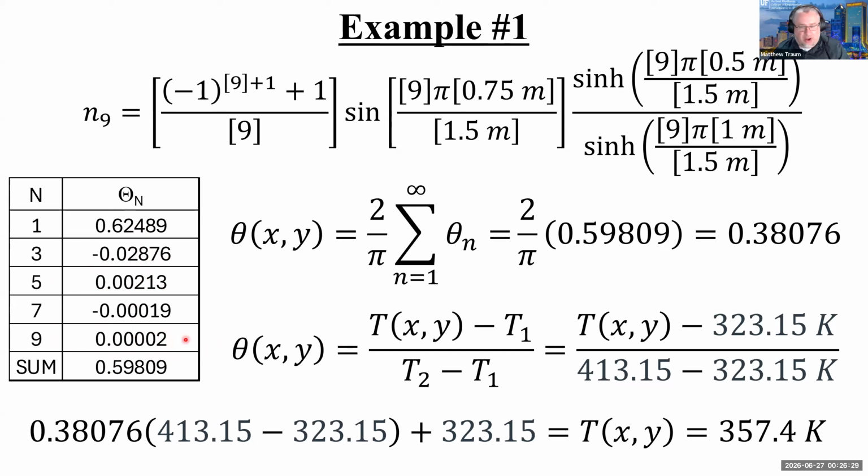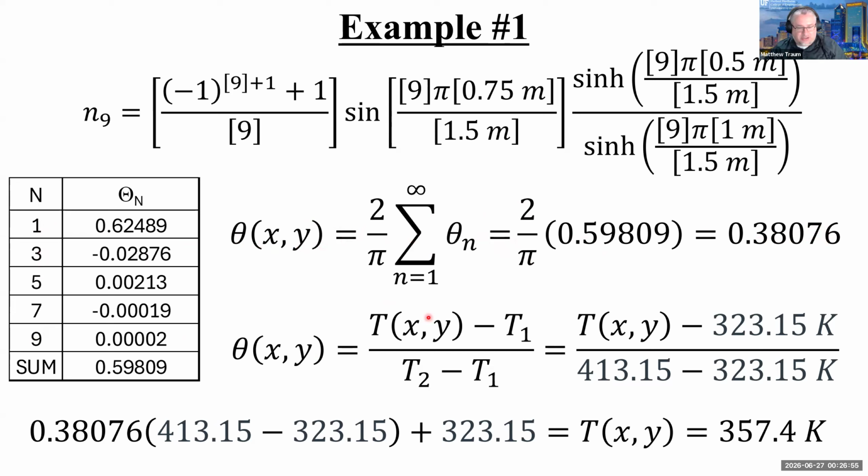They get so small. So if I take those first 5 non-zero terms and add them up, that's what I'm doing here. I'm adding them up, and I'm multiplying by 2 over pi, which is the coefficient sitting down in front. I get 0.38076. And I now have to reverse my theta, right? This is all in terms of dimensionless theta. I have to reverse my theta to figure out what that actual temperature is.